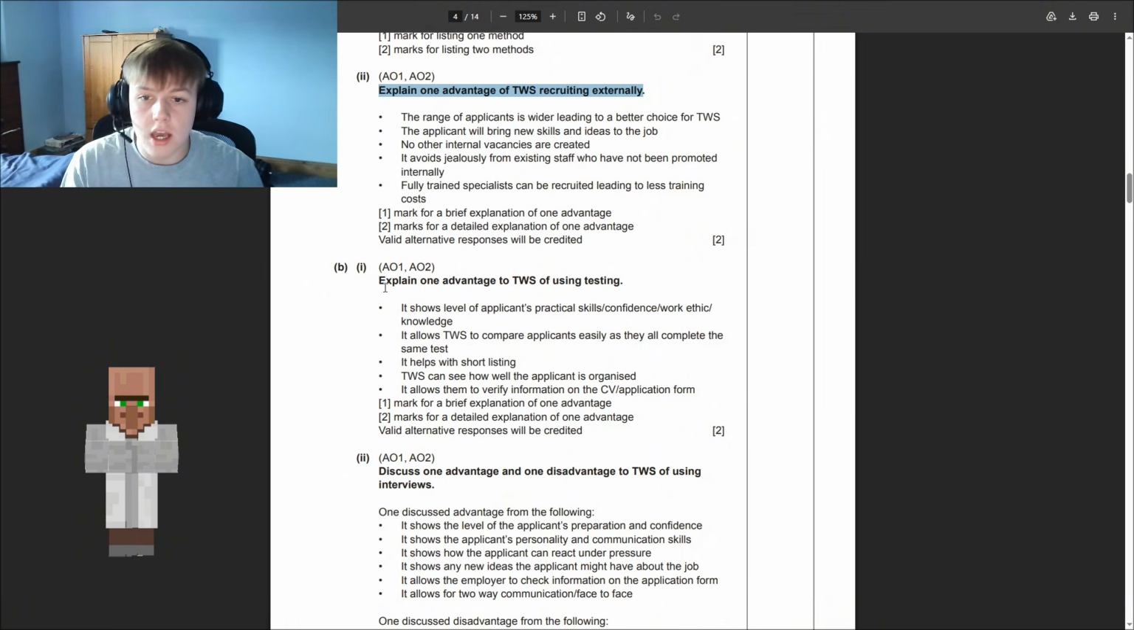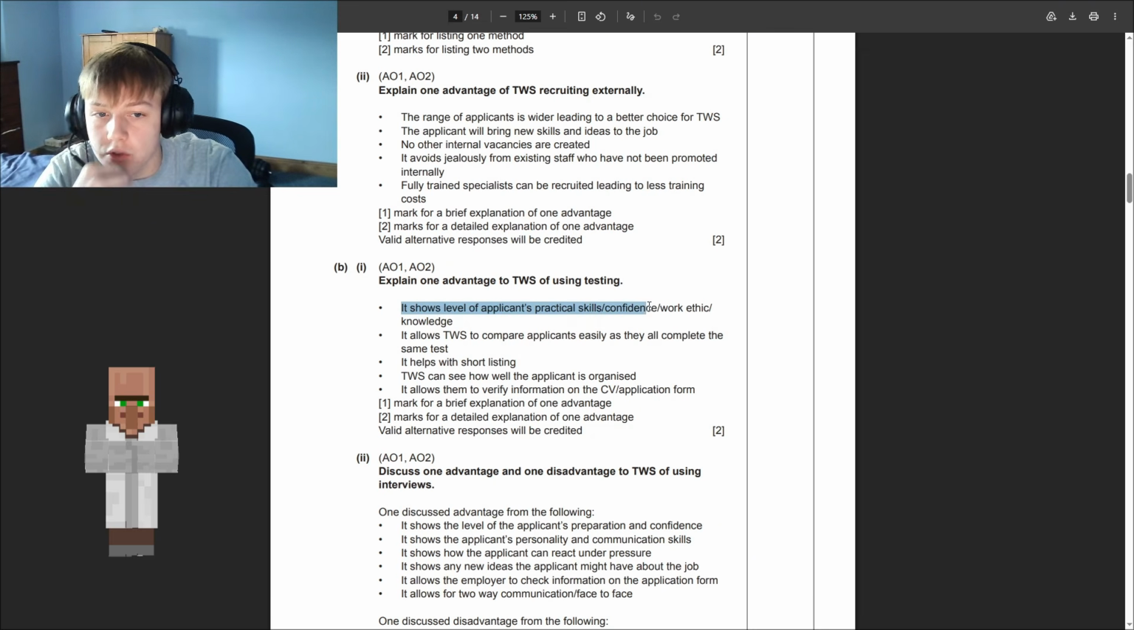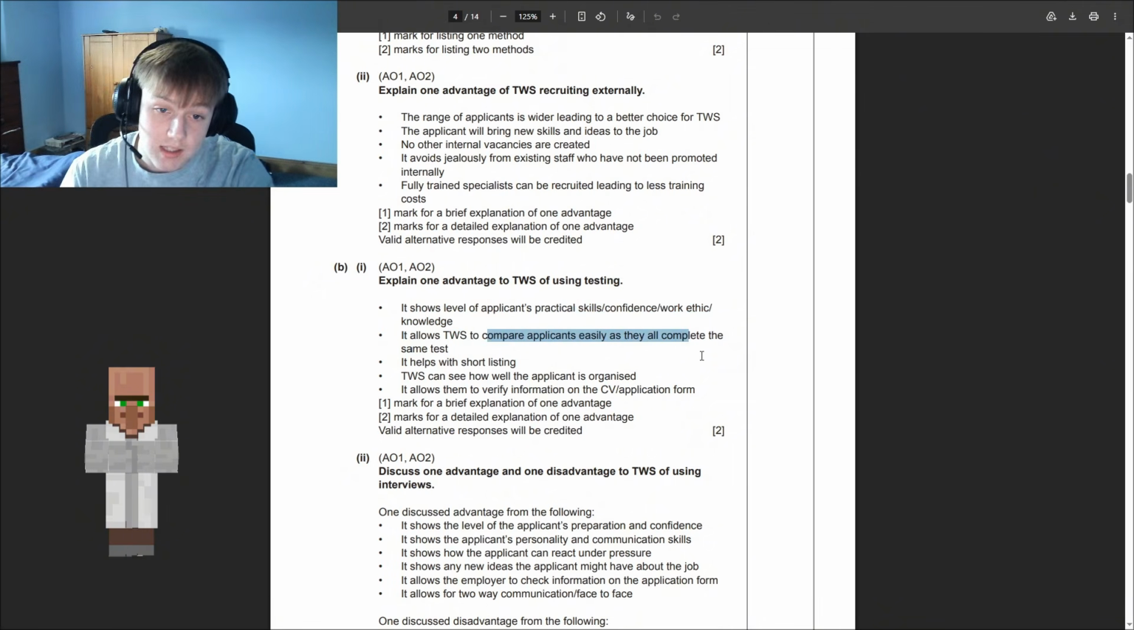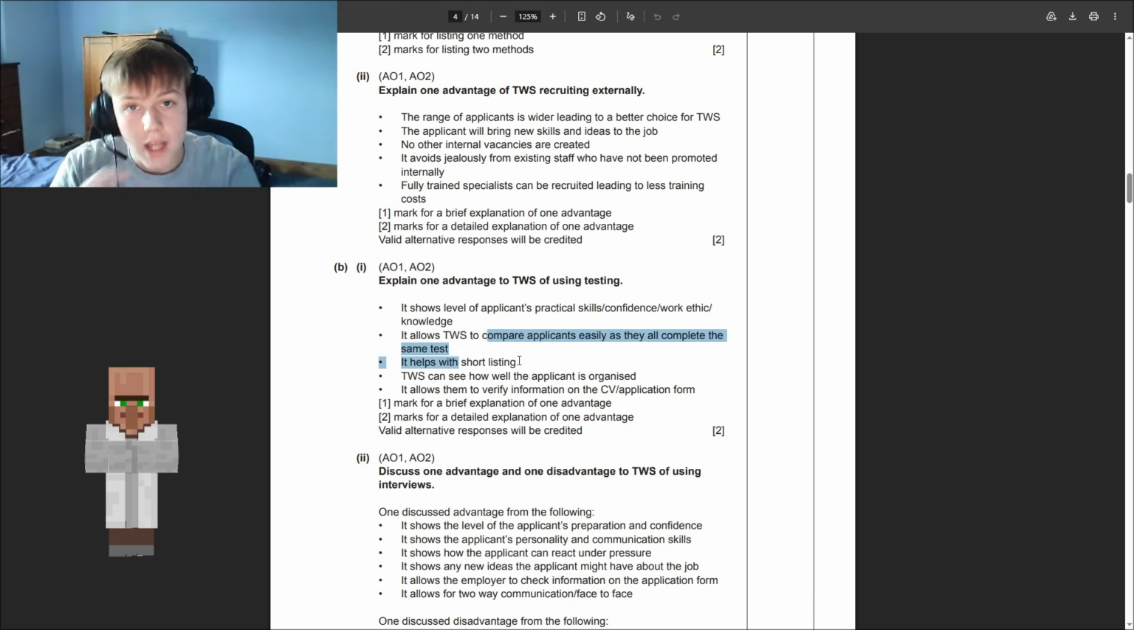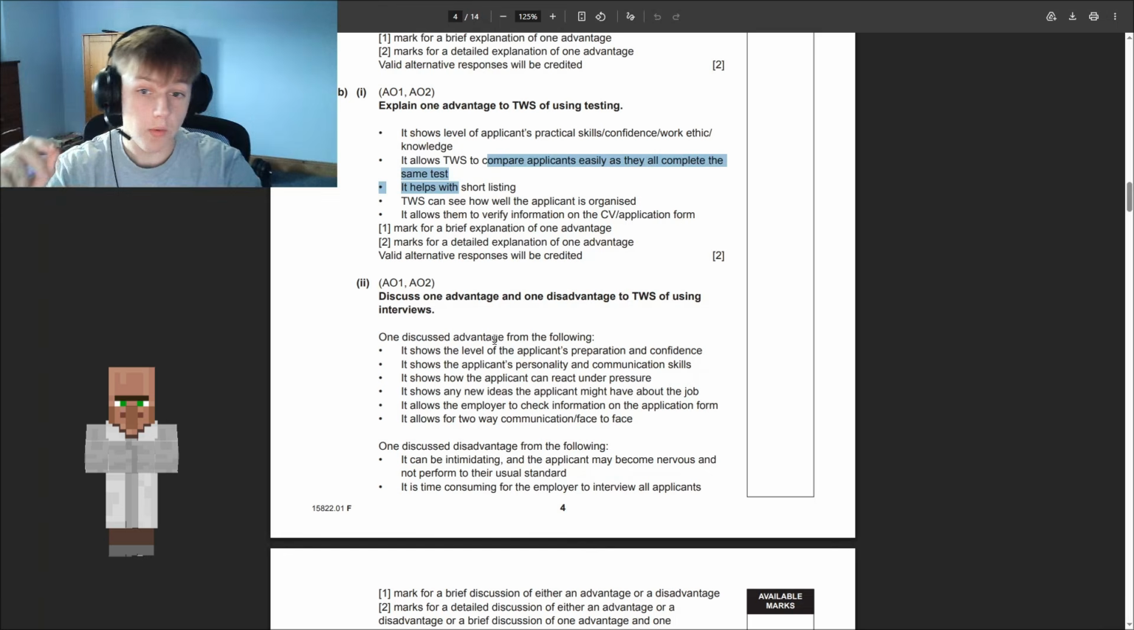Testing, just to tell you guys, is when a business tests their employees to see if they're doing well. Write down your answer and explain it and expand it. Alright, so now that you've done that, it shows the level of applicants' practical skills, confidence, work ethic, knowledge. It also allows them to compare applicants easily, as they complete all the same tests. So it lets them compare and see which applicant's better. So it allows TWS to pick out the best employee. So that's W.